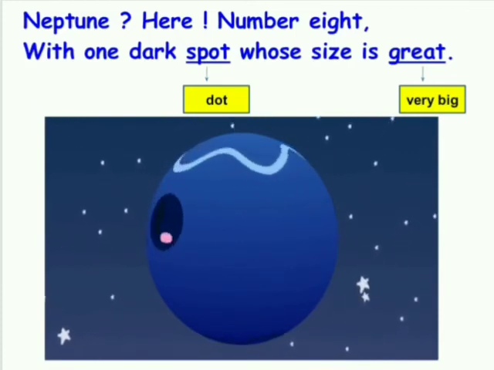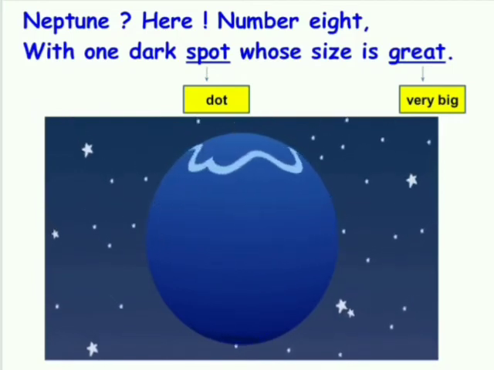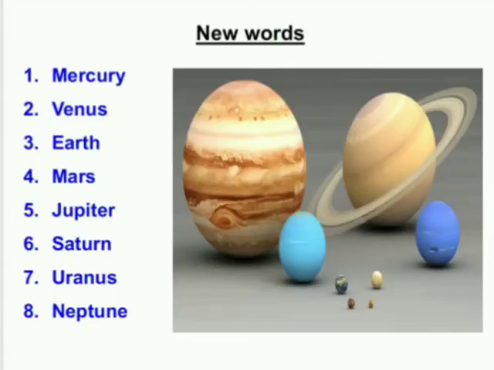And children, now you have to learn the spellings of all the names of planets. Listen carefully to understand the correct pronunciation. Number 1, Mercury. 2, Venus. 3, Earth. 4, Mars. 5, Jupiter. 6, Saturn. 7, Uranus. 8, Neptune. Now children, write these new words in your notebook and learn them.